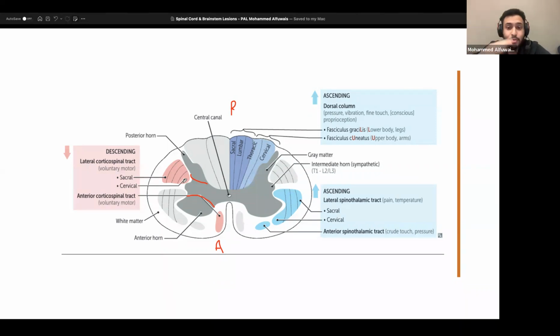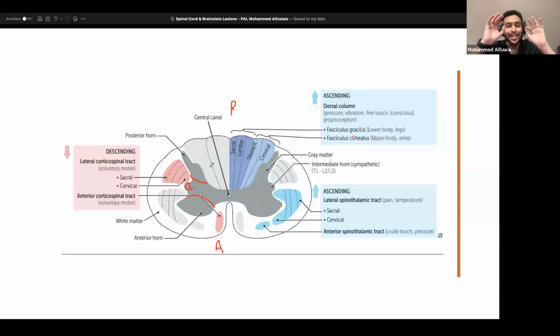All levels will be the same except the thoracic segments and some of the lumbar segments, which will have this, which is the lateral one. And you guys probably already know this already. Now, looking into the white matter, which is surrounding the gray matter, it'll be divided into different tracts.